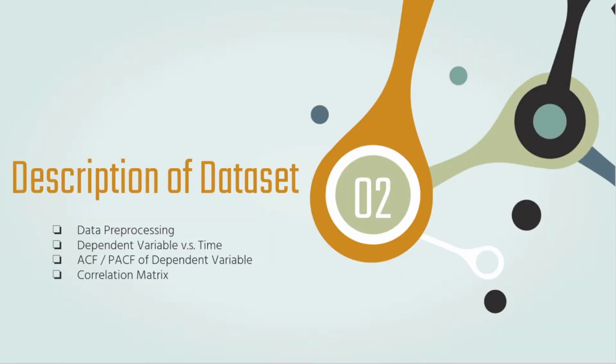For the description of the dataset, I'm going to talk a bit about the data preprocessing and take a look at the traffic volume over time, the ACF and the PACF of the traffic volume, and the correlation matrix of the dataset.